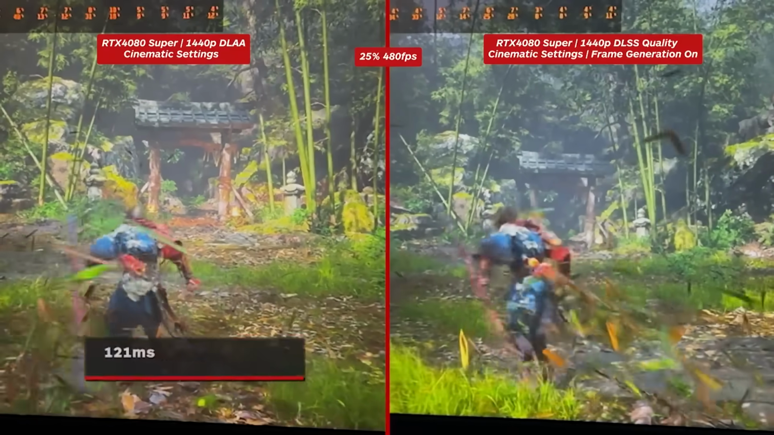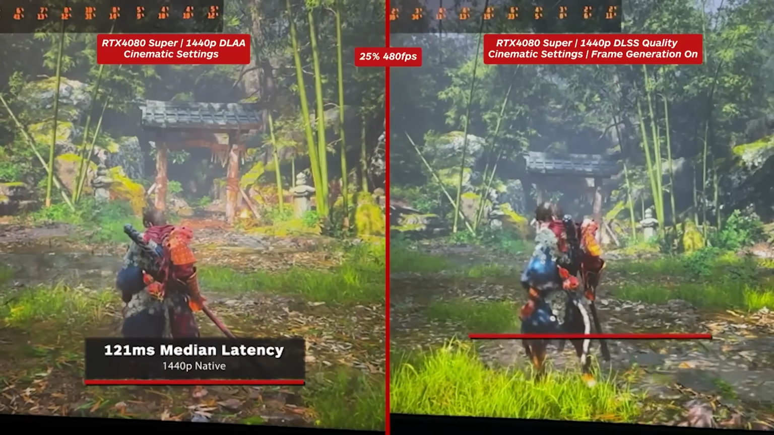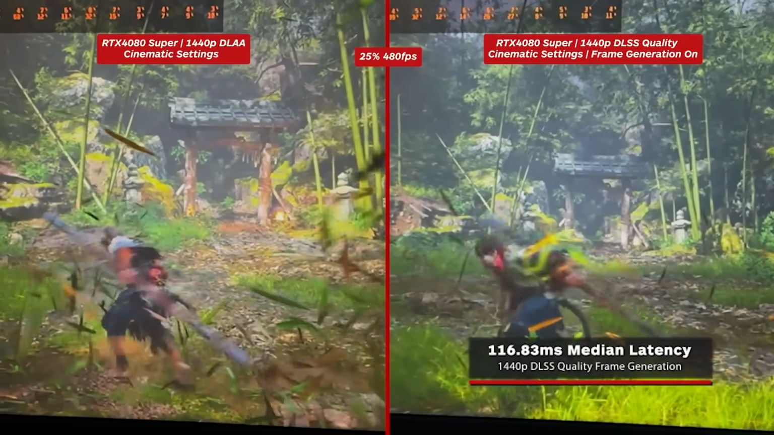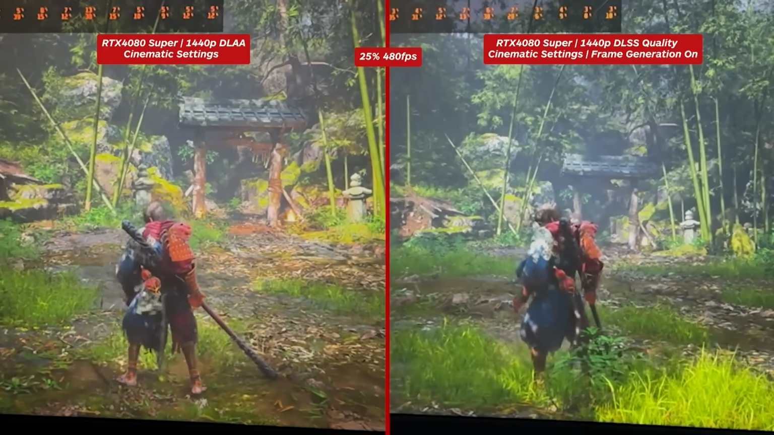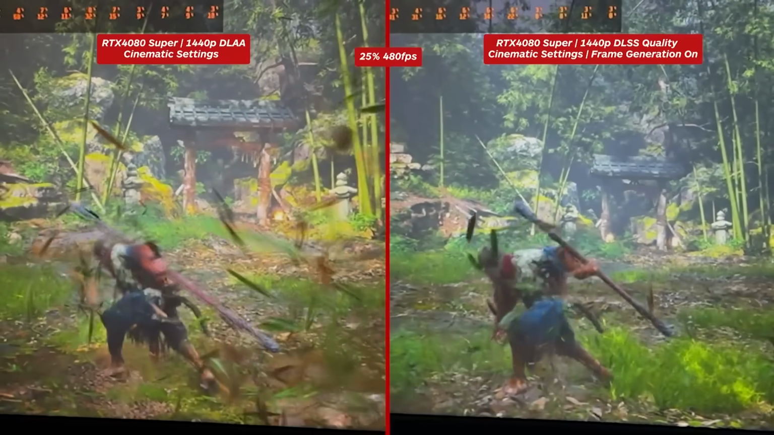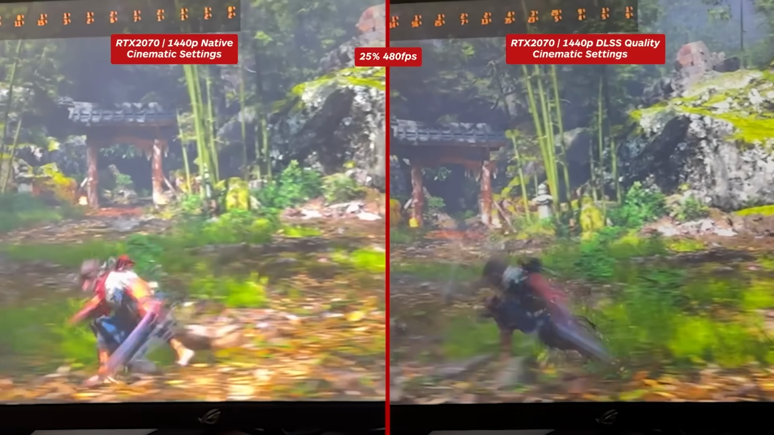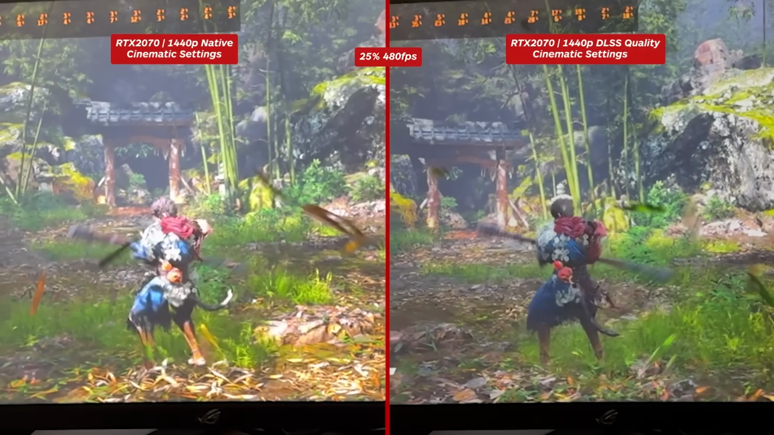Now, the same methods as before, aside from Reflex, as this game does not support Reflex within the menu. However, it does use it in conjunction with DLSS 3 frame generation and is a requirement for that technology, which is exclusive to the RTX 40 series of cards.